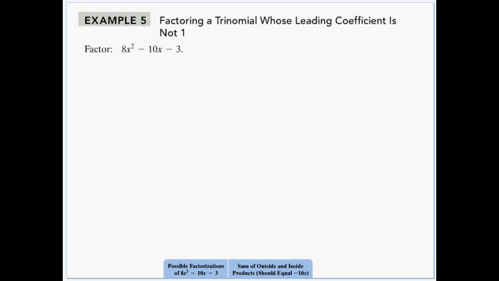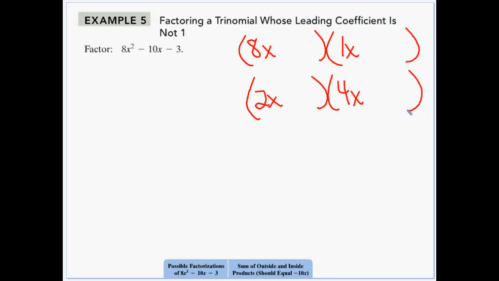All right, a few more examples here. This is probably the juiciest one in the lesson. Factoring a trinomial, leading coefficient not 1. So we got 8x squared minus 10x minus 3. The tricky part about this one is there are so many ways we can factor the 8. We could have some 8x times 1x. Or we could have 2x and a 4x.